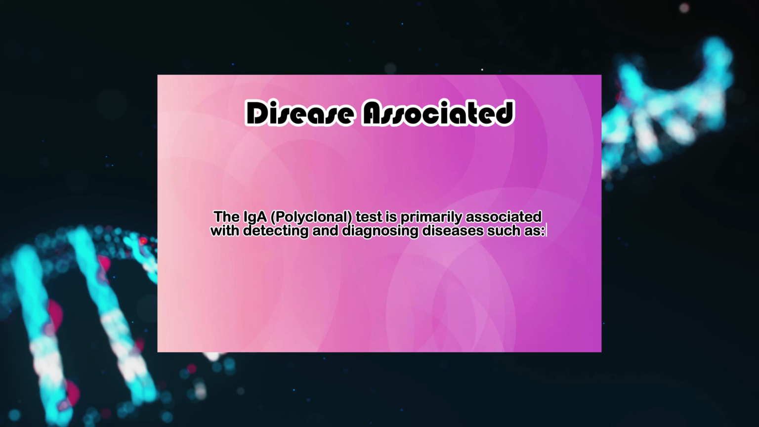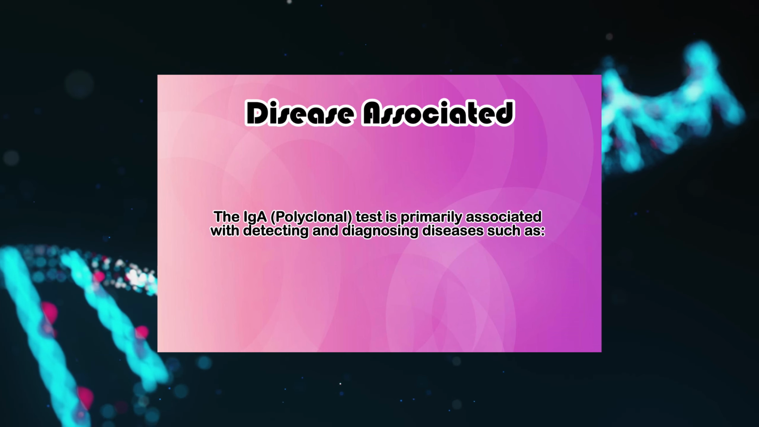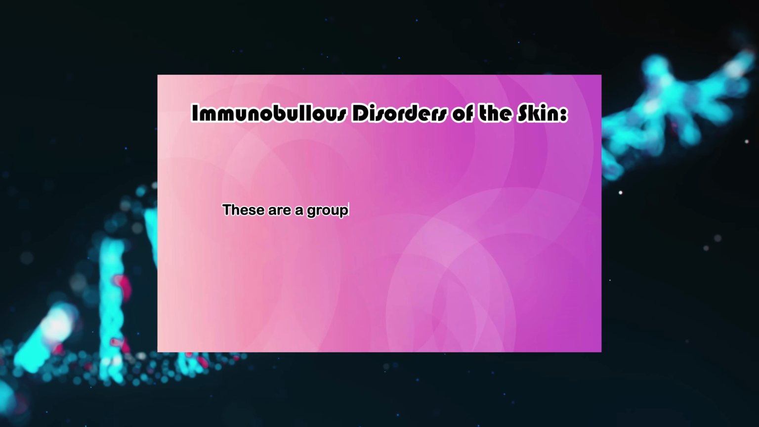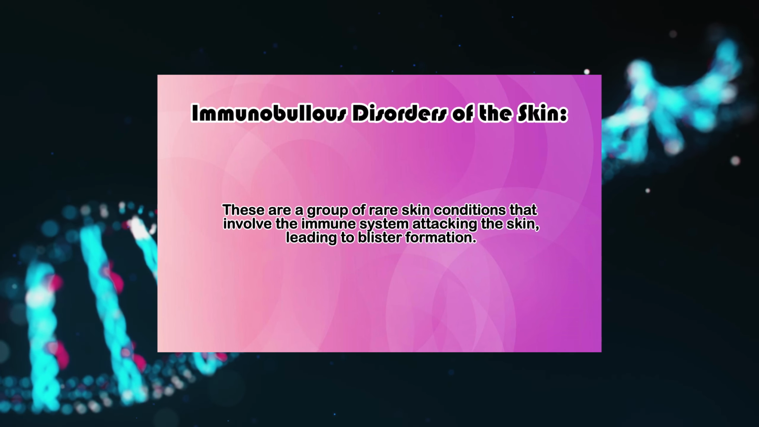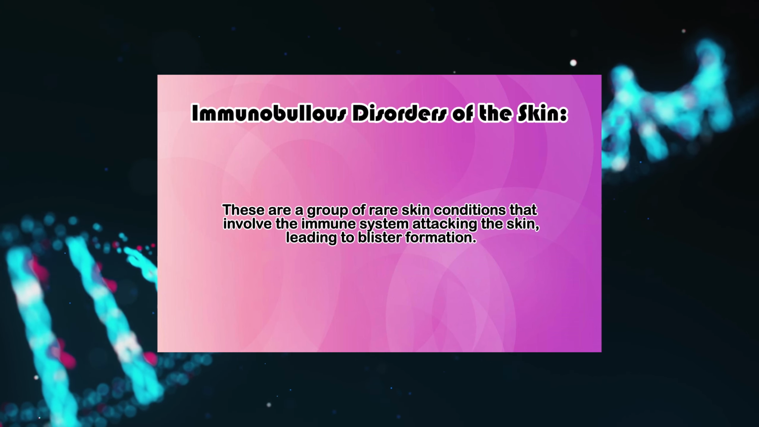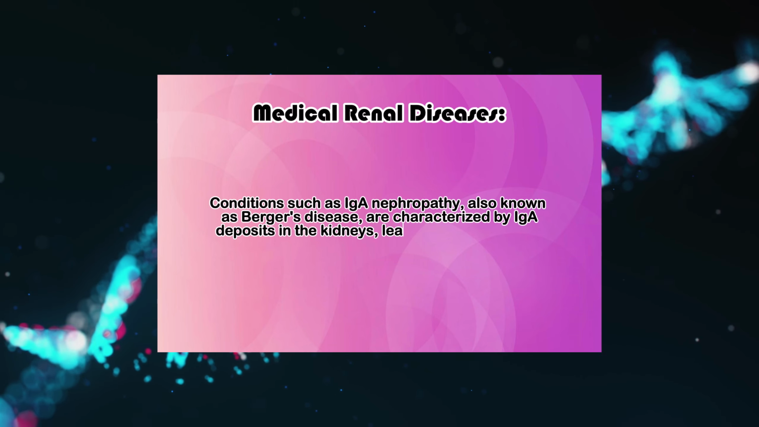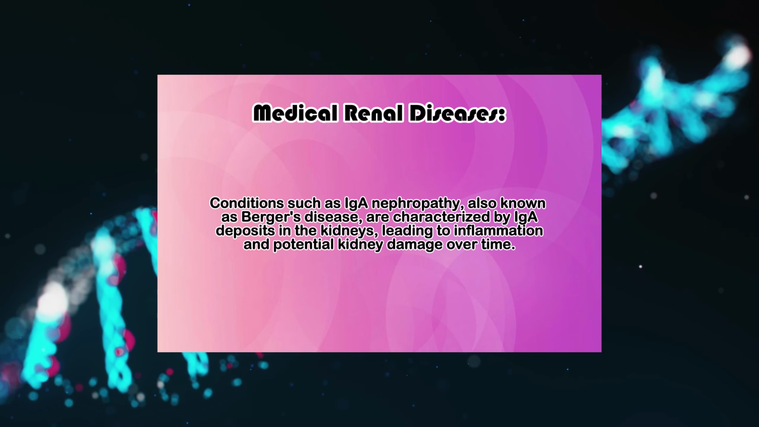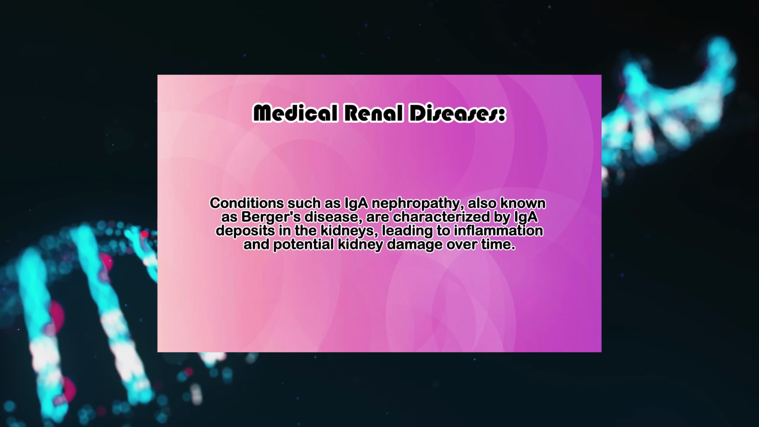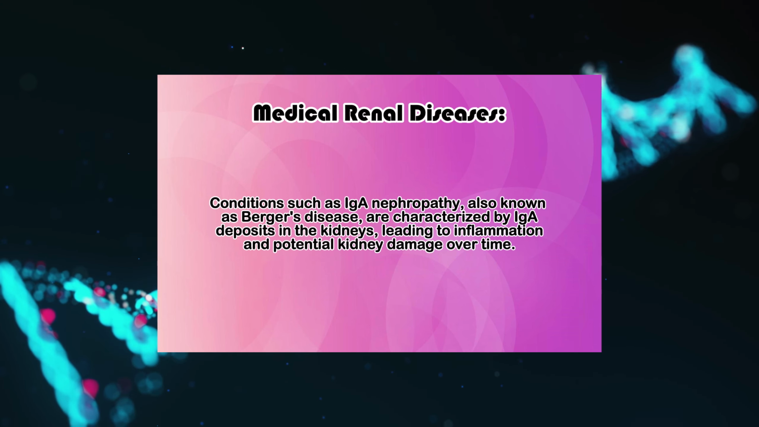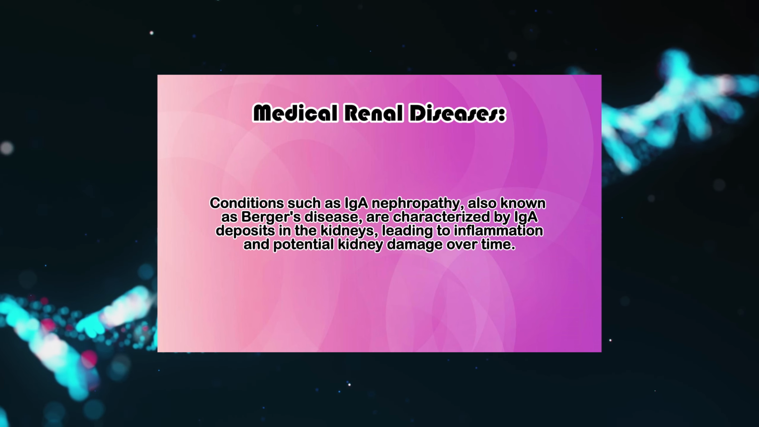Diseases associated with the IgA polyclonal test. The IgA polyclonal test is primarily associated with detecting and diagnosing diseases such as Immunobullous disorders of the skin. These are a group of rare skin conditions that involve the immune system attacking the skin, leading to blister formation. Medical renal diseases. Conditions such as IgA nephropathy, also known as Buerger's disease, are characterized by IgA deposits in the kidneys, leading to inflammation and potential kidney damage over time.